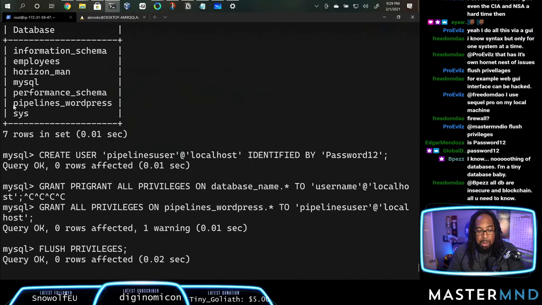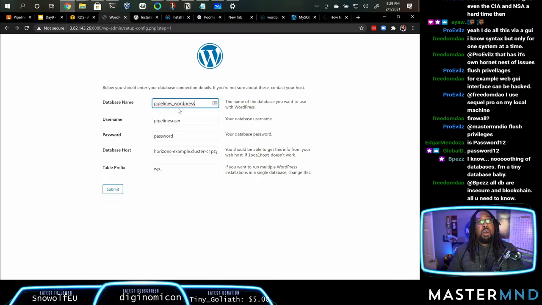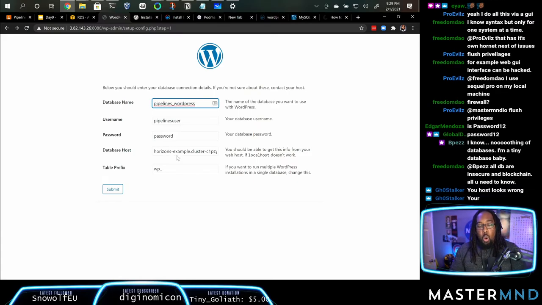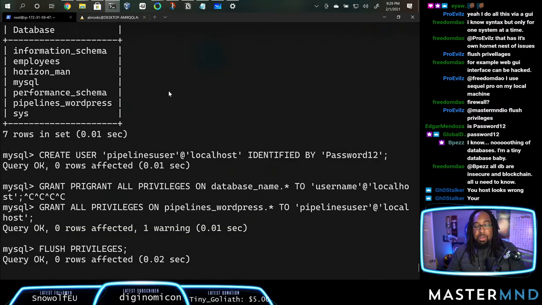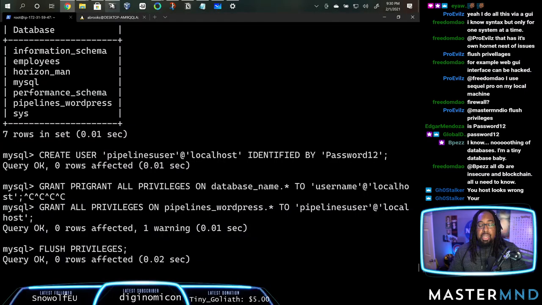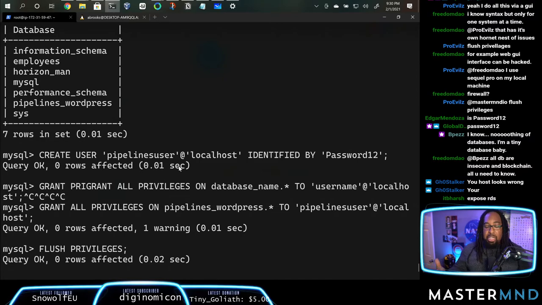Let me make sure, pipelines, let me copy this first off, pipelines WordPress, just to make sure I got everything right here. Try again. Oh, now my host is right. I will tell you what is wrong. No, this is the right host. Horizons, yeah, that's the right host. What's wrong is the port. Port 3306 is not mapped right. I have to expose RDS, 100%.